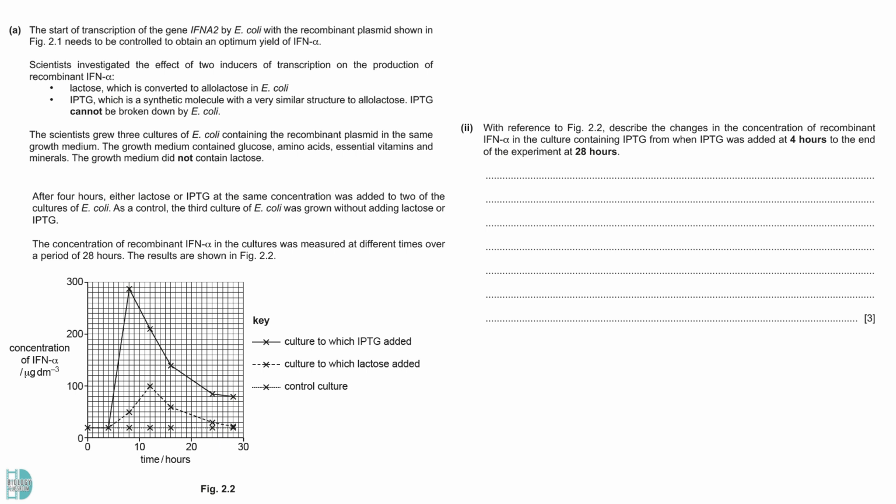2. Describe the changes in the concentration of recombinant IFN-alpha in the culture containing IPTG from when IPTG was added at 4 hours to the end of the experiment at 28 hours. There are two things you should notice in this question. 1. It is a describe question, so no explanation is required. 2. You should only describe the IPTG culture.